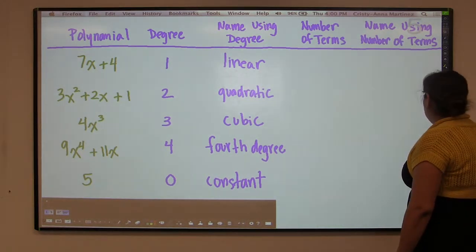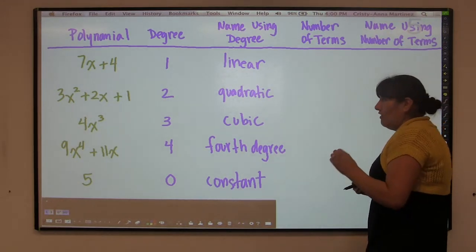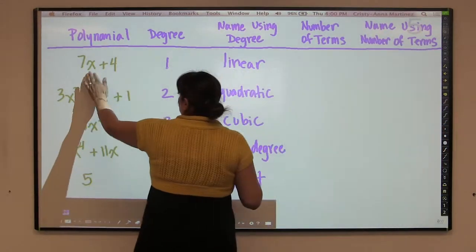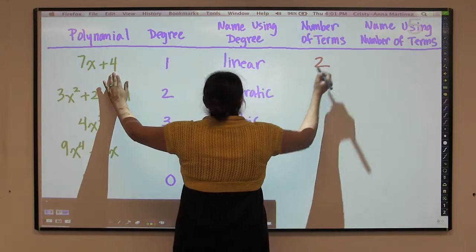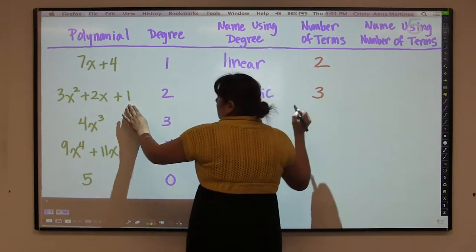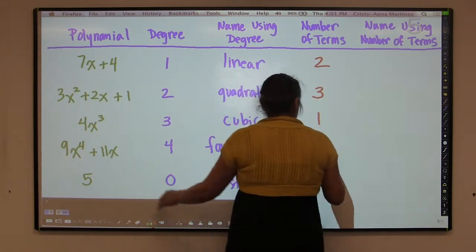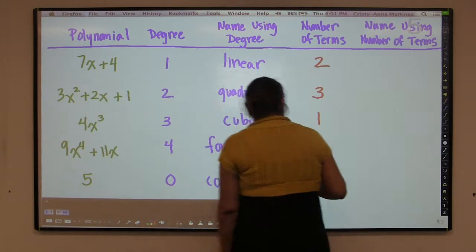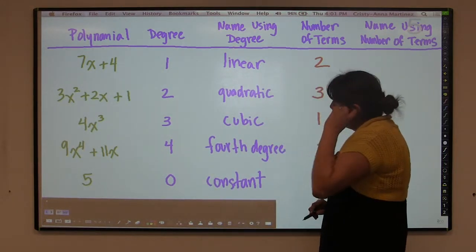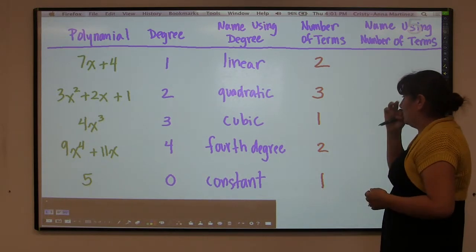But you can also name the polynomial by using the number of terms. How many terms are there? So in this case, you have 1 term, 2 terms. Number of terms is 2. This one has 1, 2, 3 terms. This one has 1 term. This one has 2 terms. And this one has 1 term. Okay? So we have special names for polynomials when they have a certain number of terms.